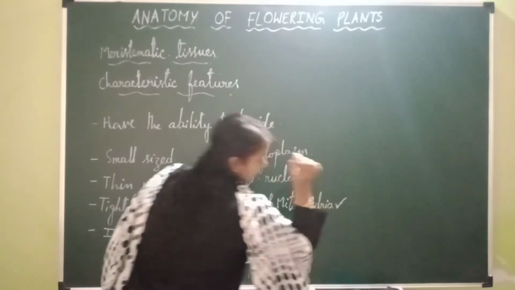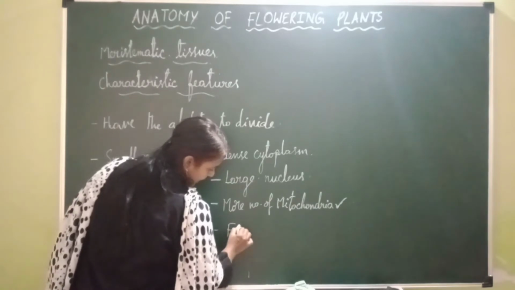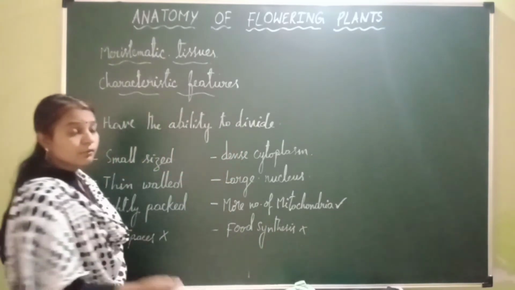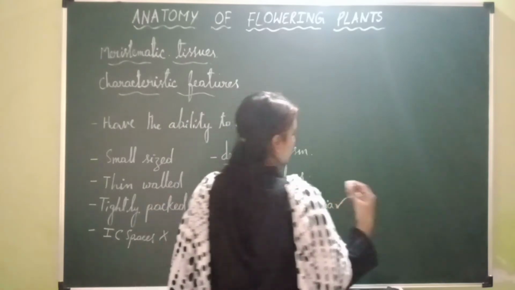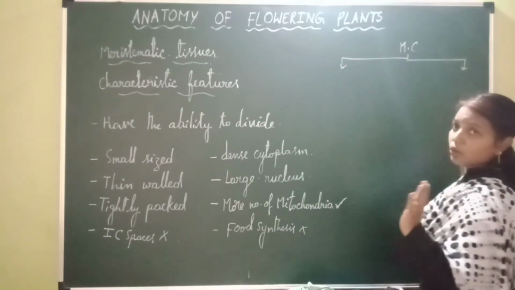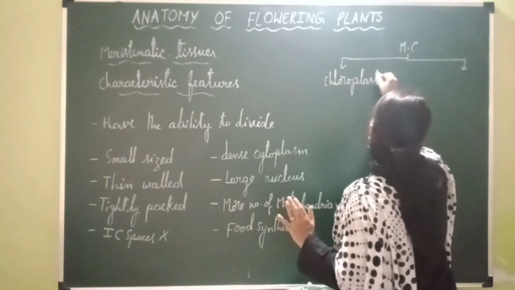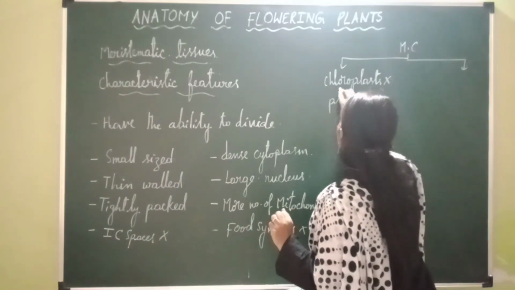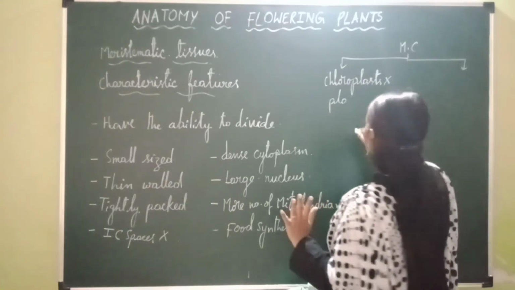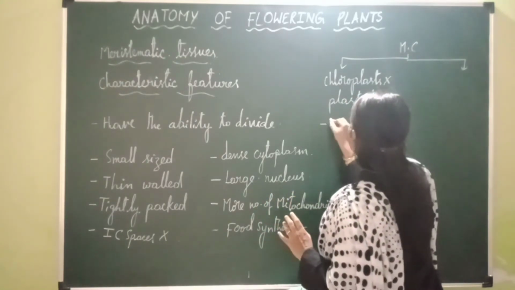Next, coming to food, whether they are involved in the synthesis of food or not. They do not synthesize food. Meristematic cells, MC, do not contain chloroplasts. Chloroplasts are a type of plastids. Plastids are of three different types: chromoplasts, leucoplasts and chloroplasts. So plastids are absent, but proplastids are present.